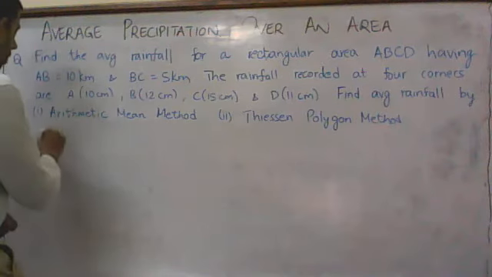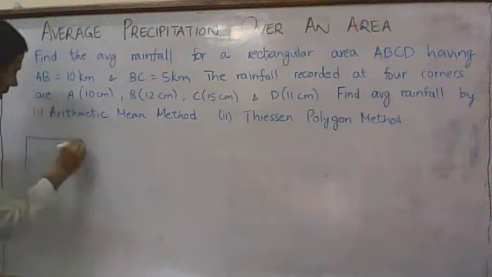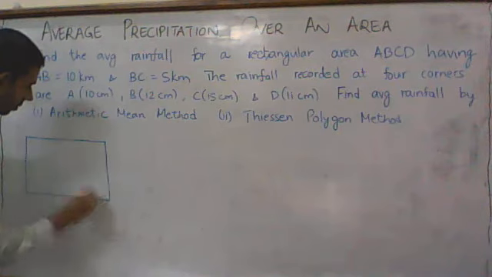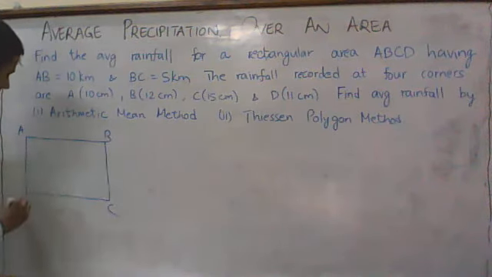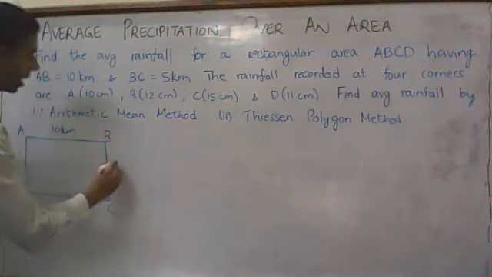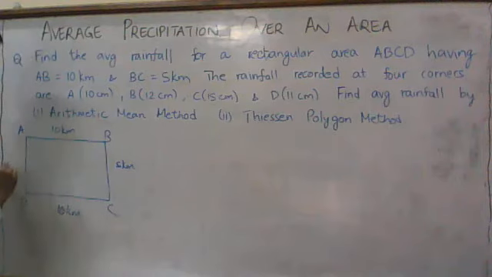See, first of all, there is a rectangular area ABCD. This is the rectangular area A, B, C, D. Okay, and AB is of 10 kilometer. The length of AB is 10 kilometer and length of BC is 5 kilometer. Similarly, CD will also be 10 kilometer and AD will also be 5 kilometer because it is a rectangle.